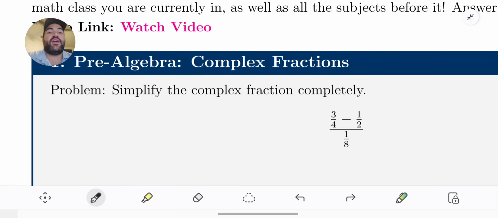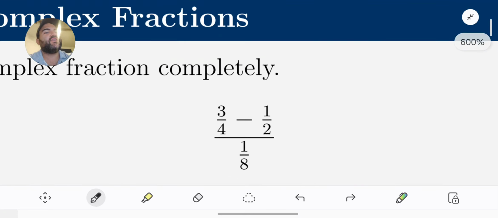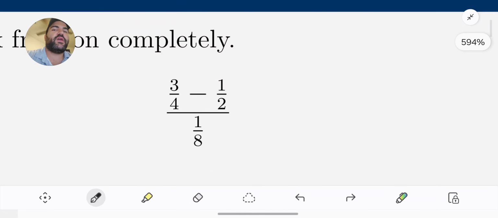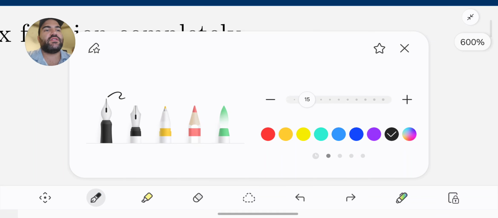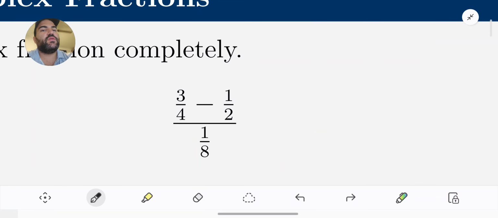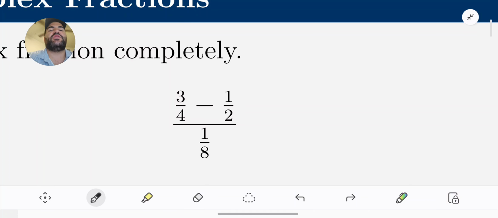So, pre-algebra, complex fractions. This one's no easy task for a middle schooler, so if you're watching this, you're definitely going to get ahead here. Unless you're in a really advanced class. In order to do this, we see fraction minus fraction over fraction. Okay, so we got a lot of fractions here. We hate fractions. The way we can kind of get rid of them is if they all have the same denominator. So we're going to look at 4, 2, and 8 all at the same time.